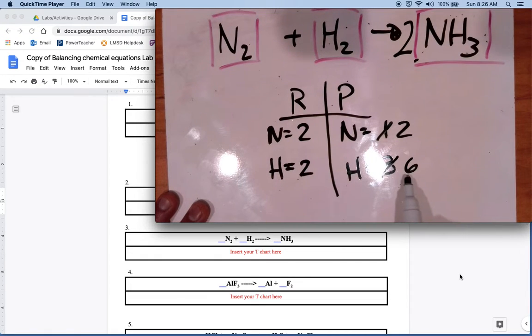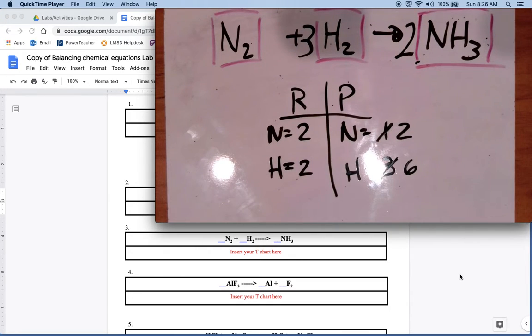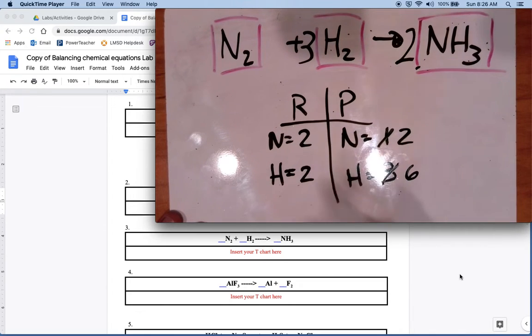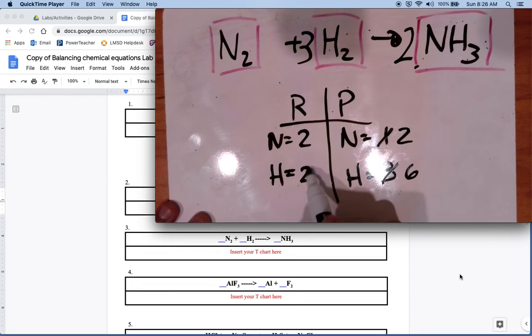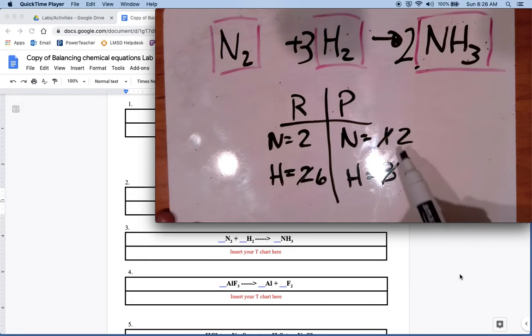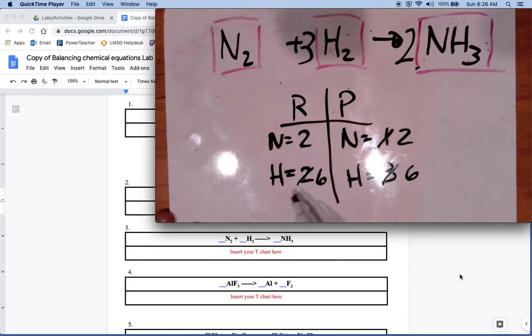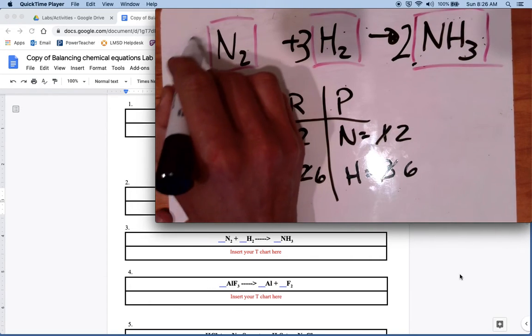So I have 2 and a 6, right? So I know that if I do multiply this by 3, I can get to 6. So I need to just make a 3 in front of there, right? So there's a lot of math involved in this week, right? It's not difficult math, but it's just math in general. But 3 times 2, so that means I have now 6 hydrogens on the reactant side. So that's all I'm really doing, just trying to find out the balance of what multiplying makes all this work out. So now I have 2 nitrogens on the product side. I have 6 hydrogens on the reactant, 6 on the product side. I'm good to go.